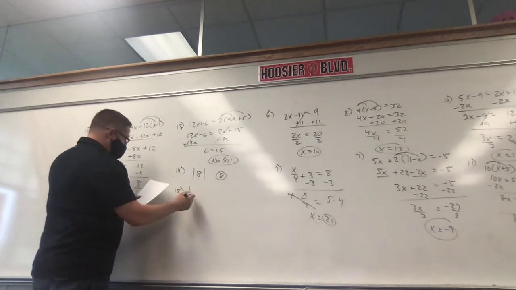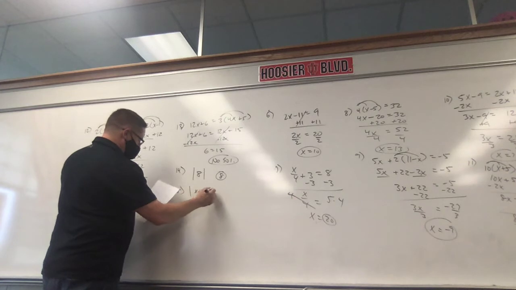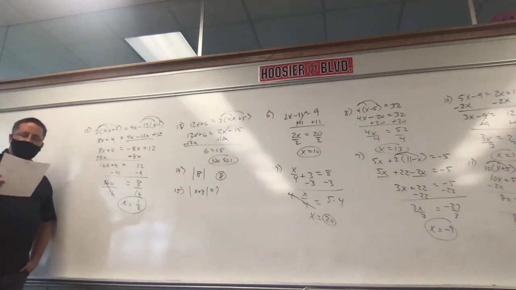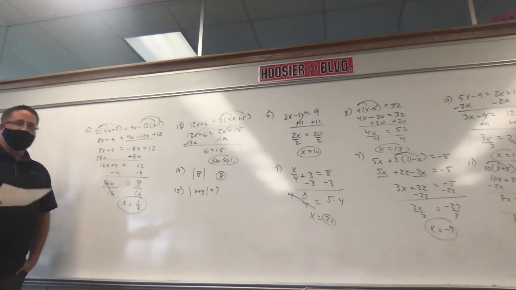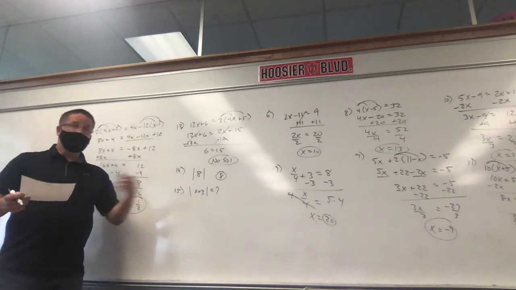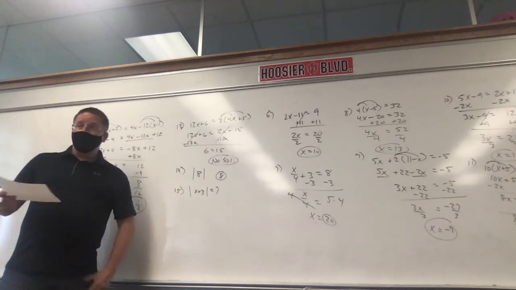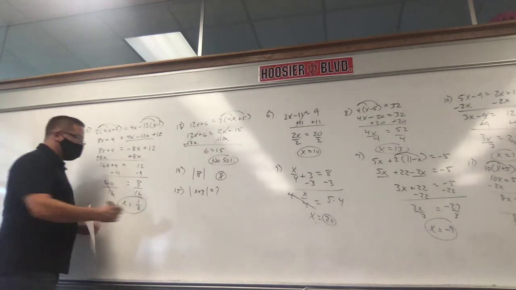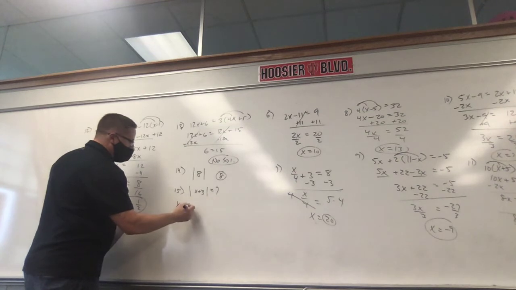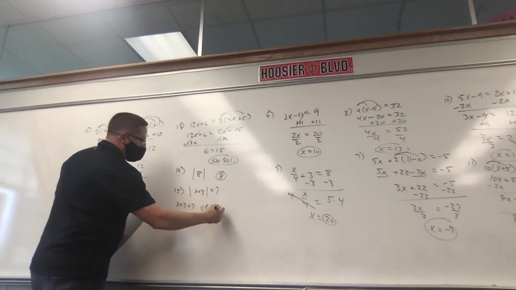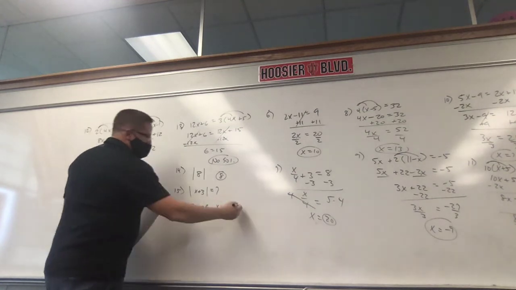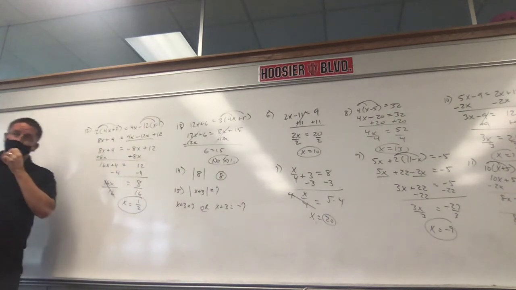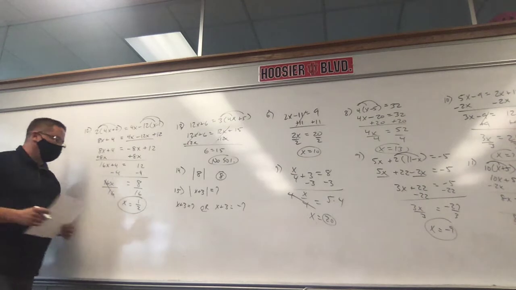The absolute value, this one's a little tougher. Absolute value of x plus 3 equals 7. If you remember how we do this, what's inside the absolute value, which is x plus 3, could be what's outside of it, or its opposite. So x plus 3 could equal 7, or x plus 3 could equal negative 7. And which of those do you need to solve? Both of them, if you want full credit.